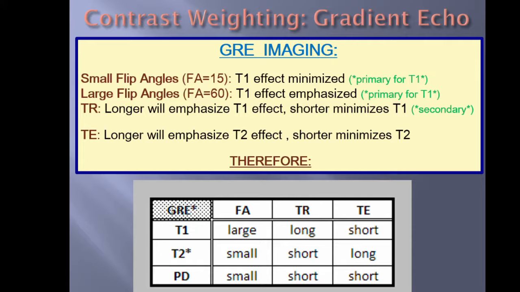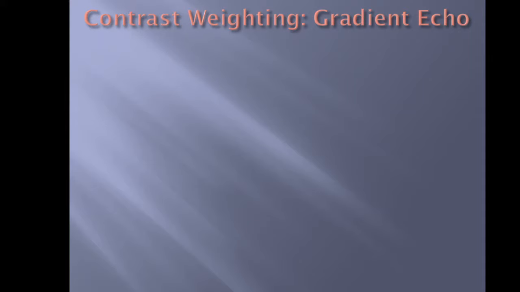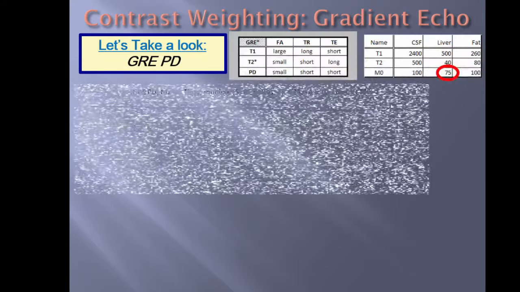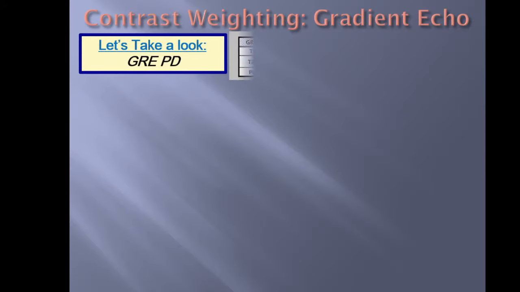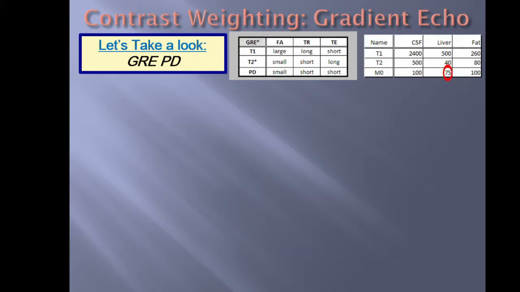For proton density, same thing, you unweight the T1 by using a small flip angle and a short TR, and then you unweight the T2 by using a short TE. Everyone see the parallel there with spin echo?